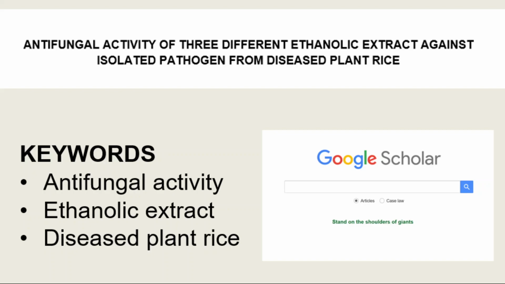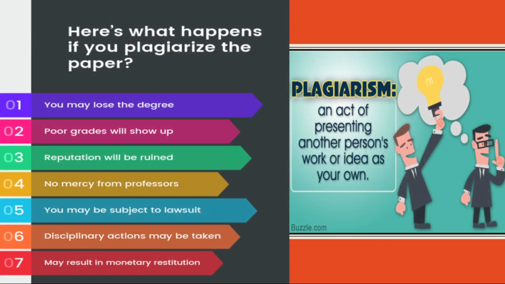So plagiarism. What is plagiarism? Plagiarism is an act of presenting another person's work or ideas as your own. So in short, you are going to copy and paste somebody else's work without even giving credit to the owner of the thought. This is similar to stealing. You are stealing the other person's idea. So what will happen now if it is proven that you plagiarized?